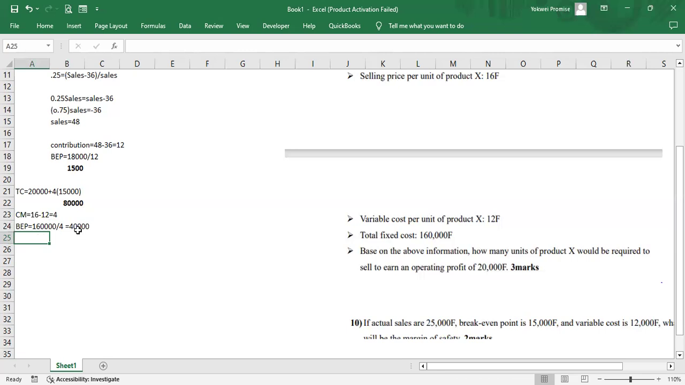So this is the number of units that they have to sell before they will break even.